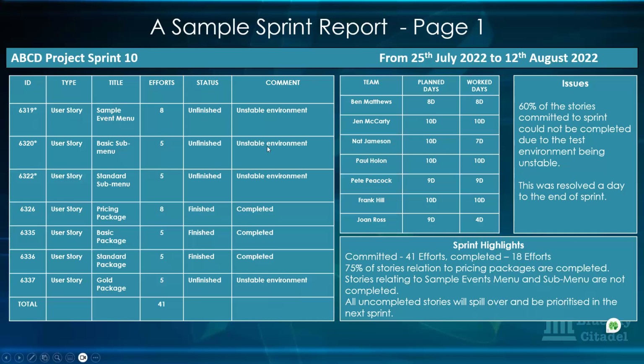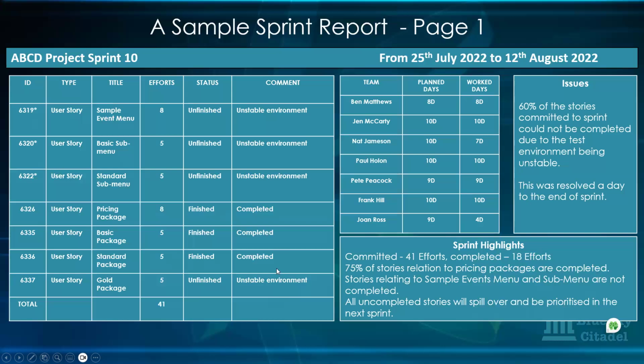And then you want to put the status there, and you need a comment. Your comment most times is why has it not been completed? Why is it in that state? And then you can see here that it's saying unstable environment. Maybe there is a particular environment that had an issue, and that's why they couldn't finish. You could see that 3 or 4 of them actually have unstable environments. That was why, you know, they were unfinished.